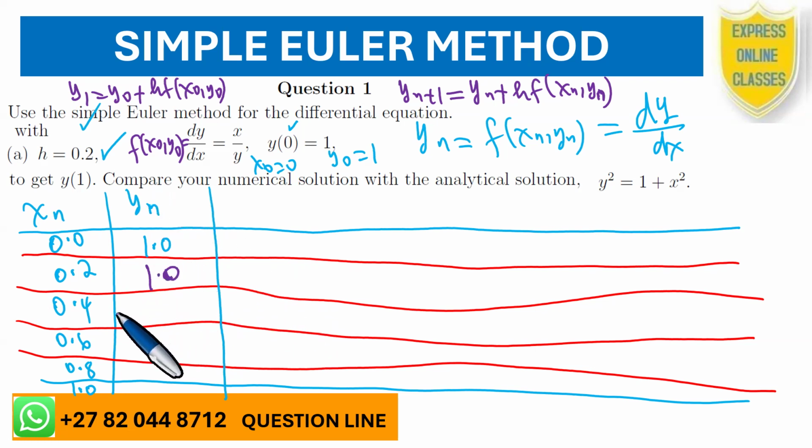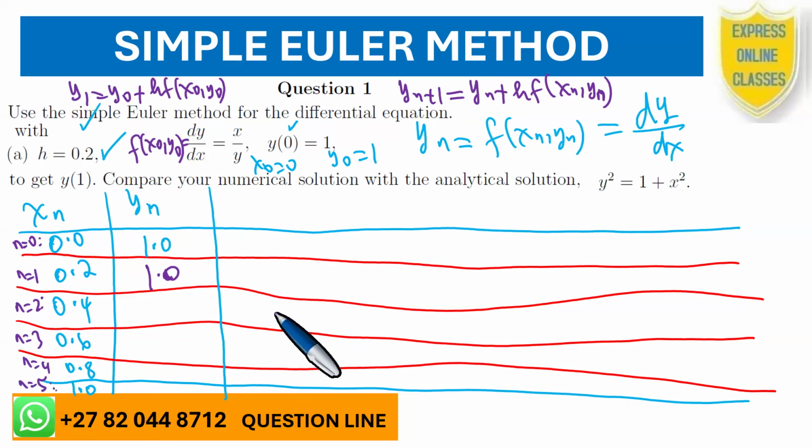Okay, now 0.4 is the next one. So this is why we have n0 for x0, then there is n1, n2, n3, n4, n5.